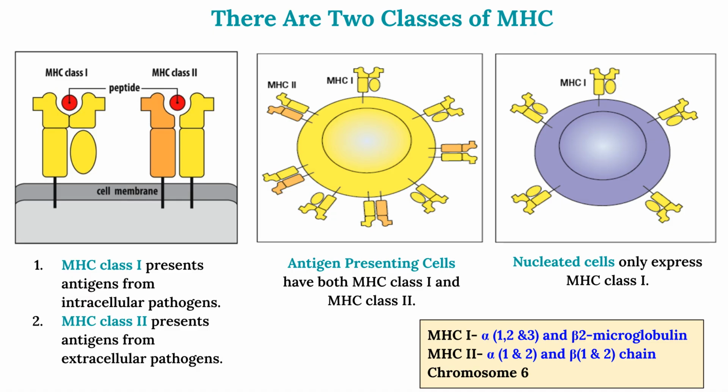There are two classes of MHC. MHC Class I presents antigens from intracellular pathogens, while MHC Class II presents antigens from extracellular pathogens. Antigen-presenting cells have both, but nucleated cells only express MHC Class I.